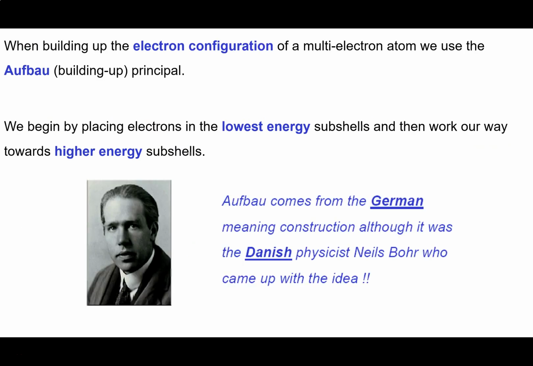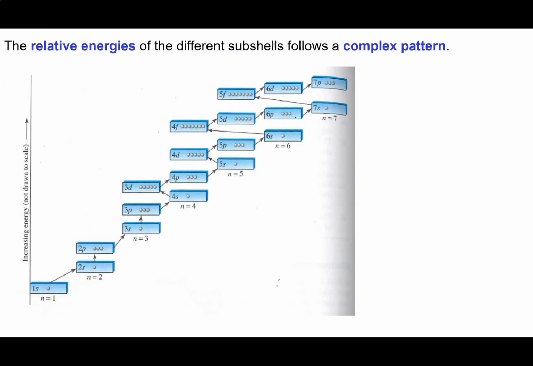So when we build up the electron configuration of an atom that has more than one electron, we're going to use this thing called the Aufbau principle. And Aufbau is just a German word for building up. What we do is we start by putting electrons in the lowest energy subshell first, and then we work our way up towards the highest energy subshell.